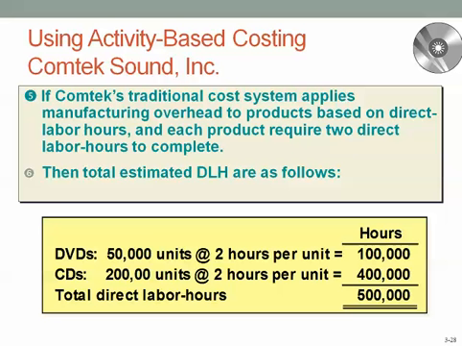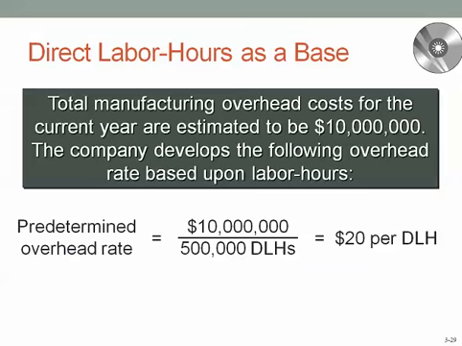The next step then is to calculate our predetermined overhead rate. And we'll recall our total estimated overhead cost, which was $10 million, and divide it by our 500,000 direct labor hours and come up with a single plant-wide predetermined overhead rate of $20 per direct labor hour.